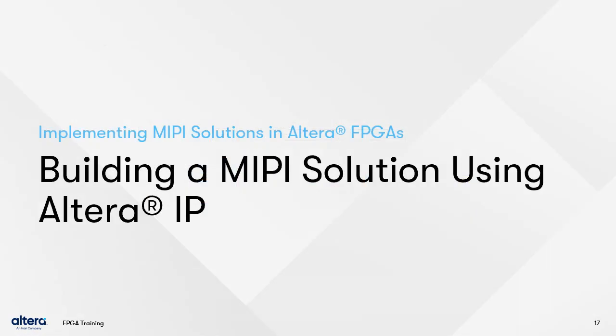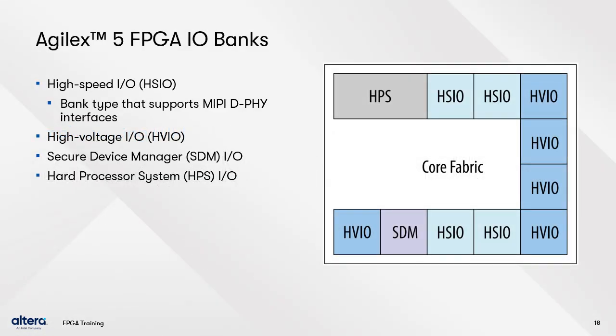In our next section, let's look at some details on how to build a MIPI solution in an Agilex 5 device. The Agilex 5 FPGA I/O are constructed using 4 separate I/O bank types. These are the high-speed or HS I/O bank, the high-voltage or HV I/O bank, the Secure Device Manager or SDM I/O bank, and the Hard Processor System, or HPS I/O bank. The banks are arranged around the periphery of the device as shown in the diagram or in a similar manner. Check your device user guide for your target device's exact I/O bank configuration.